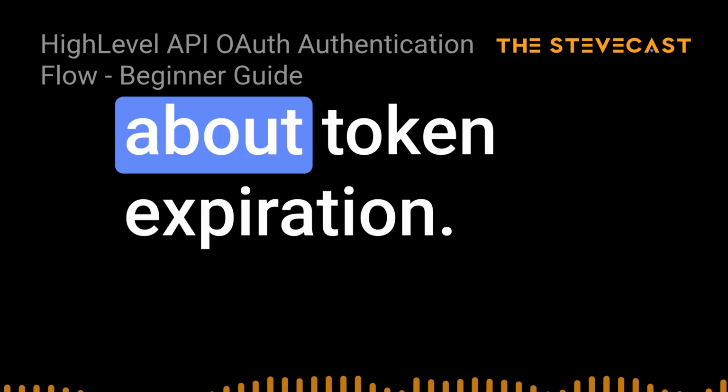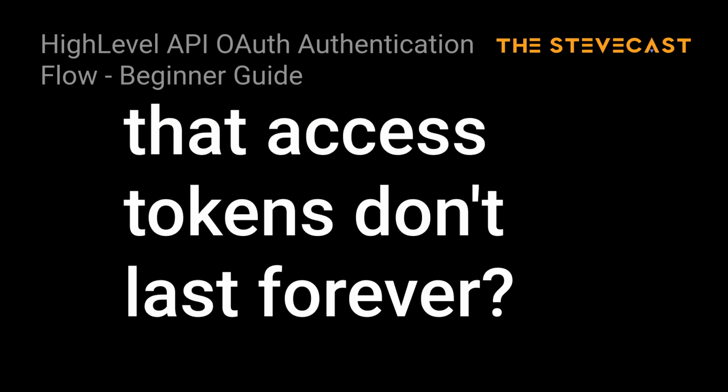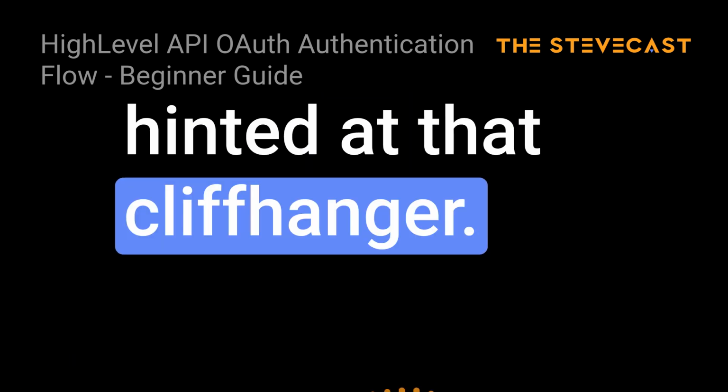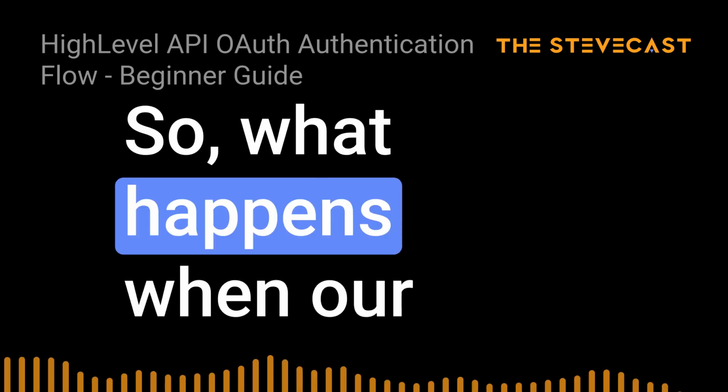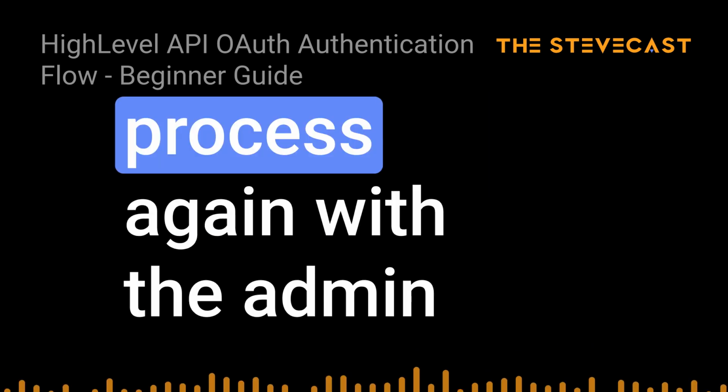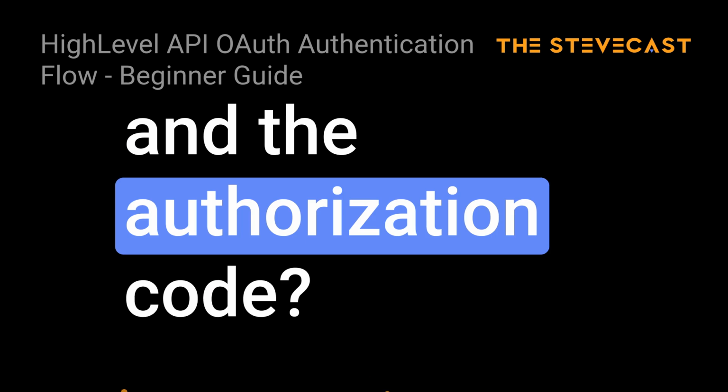Well, the first one is about token expiration. Remember how I mentioned that access tokens don't last forever? Yeah, you definitely hinted at that cliffhanger. So what happens when our access token expires? Do we have to go through that whole process again with the admin and the authorization code?